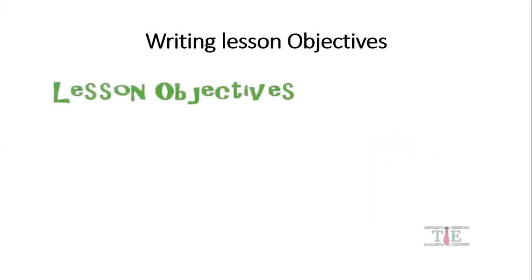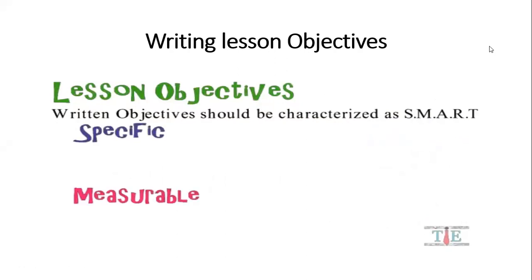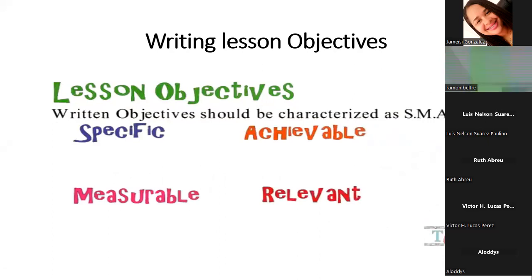Hello and welcome to Teachings in Education, Writing Lesson Objectives. Written objectives should be characterized as SMART. S stands for specific, M stands for measurable, A stands for achievable, R relevant, and T time bound.